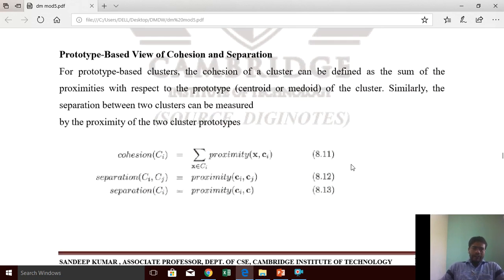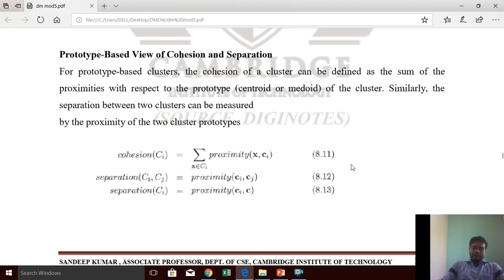Now, the prototype-based view of cohesion and separation. For a prototype-based cluster, the cohesion of a cluster can be defined as the sum of the proximities with respect to the prototype, centroid or medoid of the cluster. Similarly, the separation between two clusters can be measured by the proximity of the two cluster prototypes.